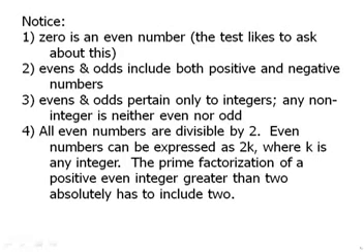All even numbers are divisible by 2. Even numbers can be expressed as 2k, where k is any integer. The prime factorization of a positive even integer greater than 2 absolutely has to include 2. Now that's a very important idea. The prime factorization of an even number always contains 2, maybe a power of 2, but it definitely contains 2 as one of the prime factors.